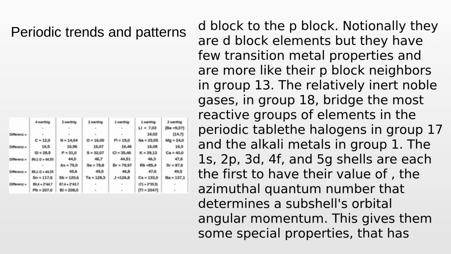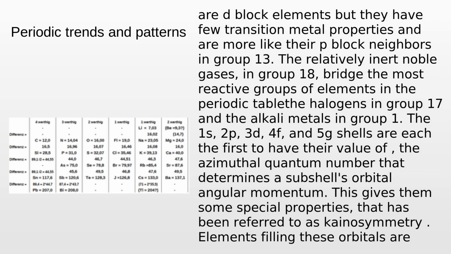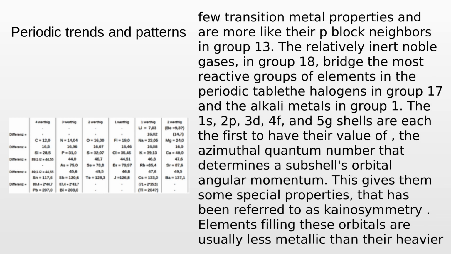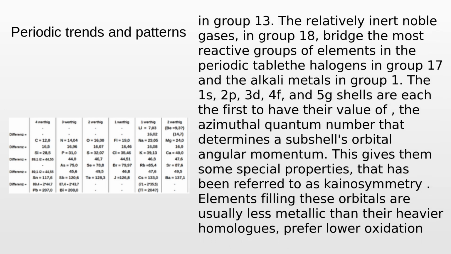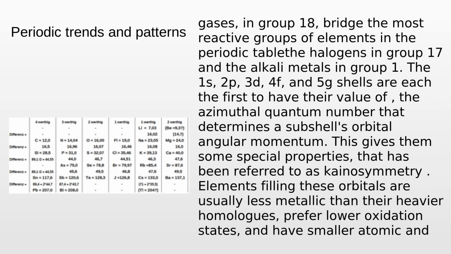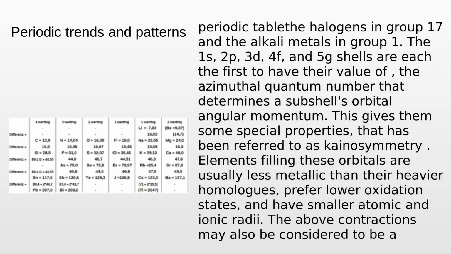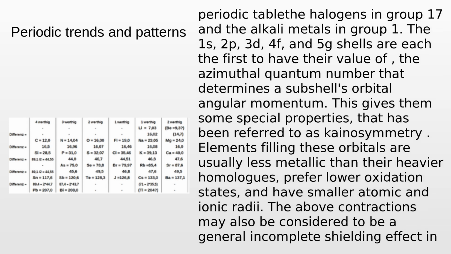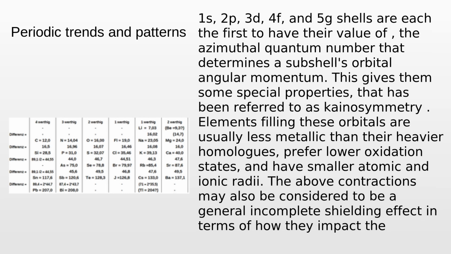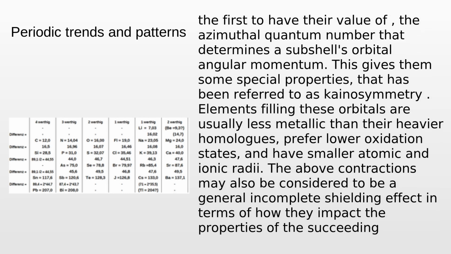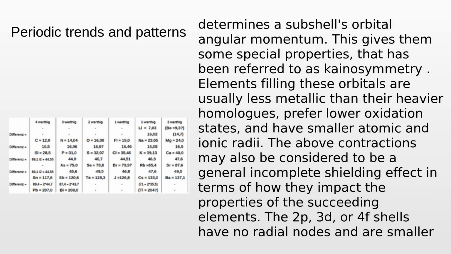The relatively inert noble gases in group 18 bridge the most reactive groups of elements in the periodic table, halogens in group 17, and their alkali metals in group 1. The 1s, 2p, 3d, 4f, and 5g shells are each the first to have their value of the azimuthal quantum number that determines a subshell's orbital angular momentum. This gives them some special properties that has been referred to as kainosymmetry.